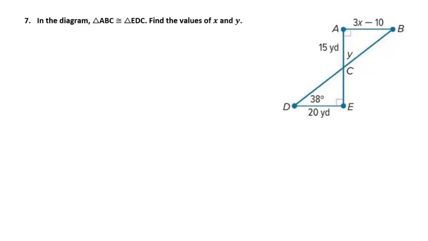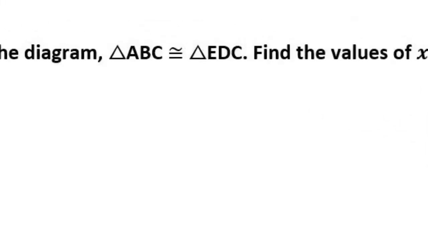All right, so number 7, which is the very first problem on page 5, says in the diagram, triangle ABC is congruent to triangle EDC.